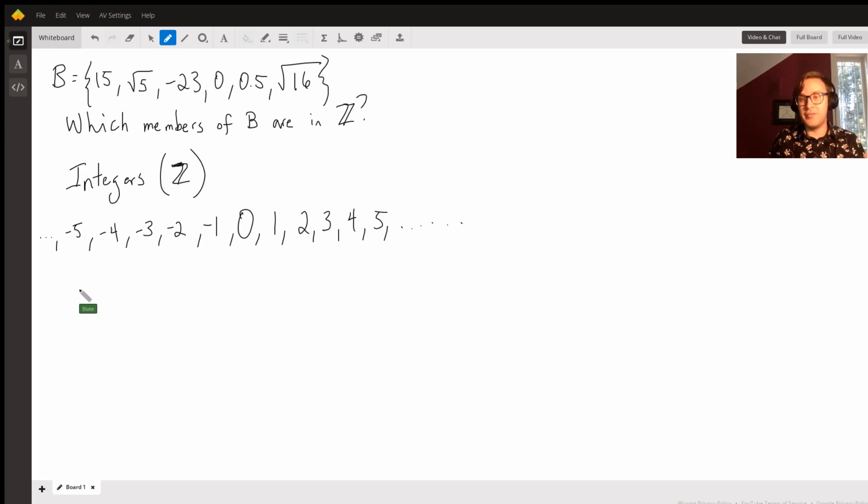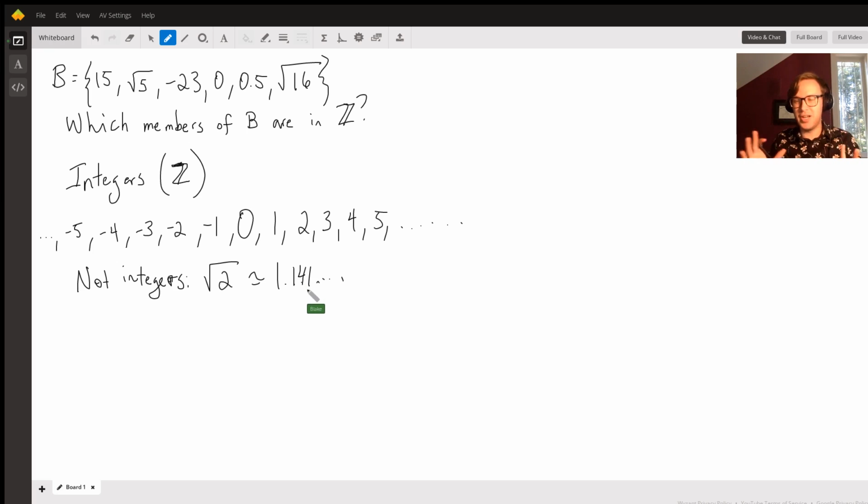So what are examples of numbers that are not integers? Well, one that isn't an integer is the square root of 2, because the square root of 2 is equal to 1.141, and it just keeps going. It's not an integer because it doesn't have a cutoff at that decimal. Another example is pi, because pi is about 3.14159. That's not an integer either because it doesn't have a cutoff after that decimal place. Another example is 1.5. This isn't an integer either because there is something after the decimal.